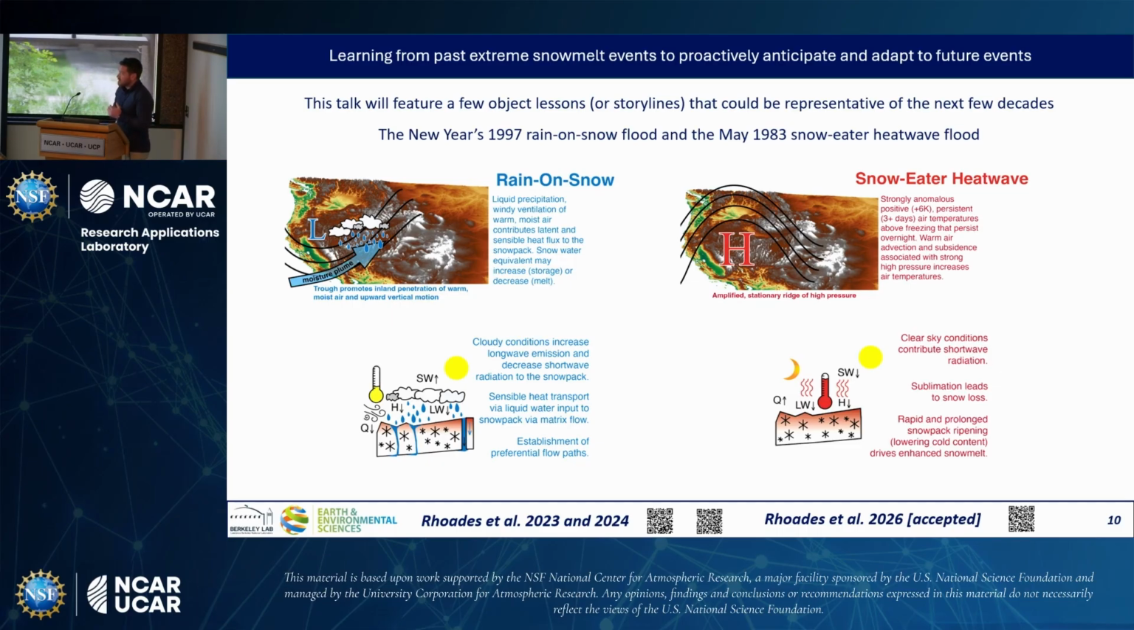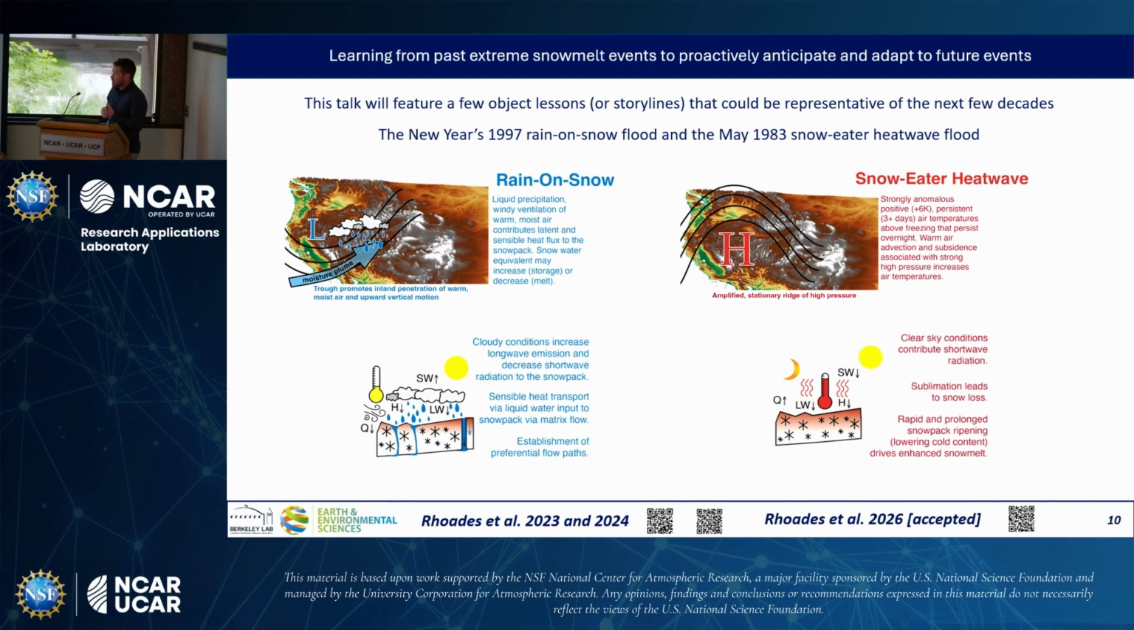On the left here, this is a diagram from a paper that just got accepted a couple weeks ago on the snow drought heat wave work. Please feel free to scan the QR code and you can check out this figure. We tried to distinguish the causality of a rain on snow event from an atmospheric perspective and from a snow energy mass balance perspective, and fluxes, why the conditions for a rain on snow event are different from a snow drought heat wave event. Again, the rain on snow events are primarily liquid precipitation, windy ventilation of warm, moist air over the snowpack that creates a latent and sensible heat flux into the snowpack.